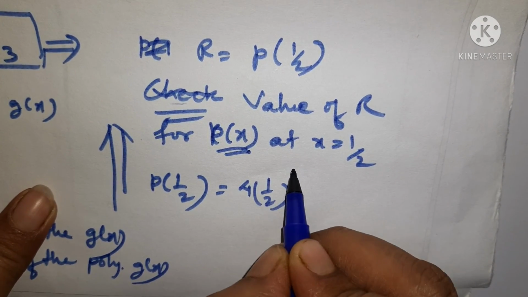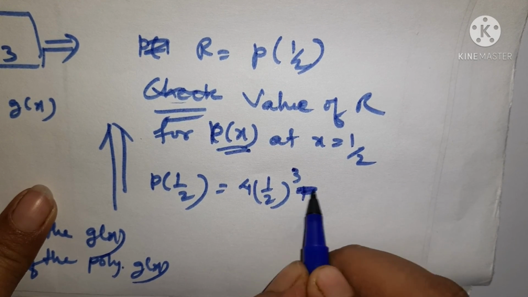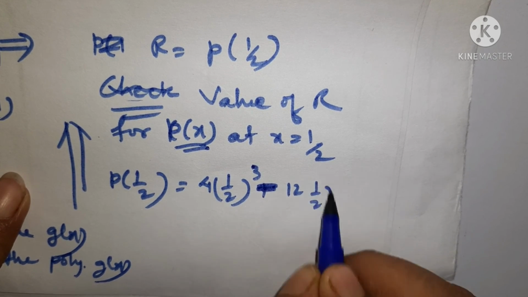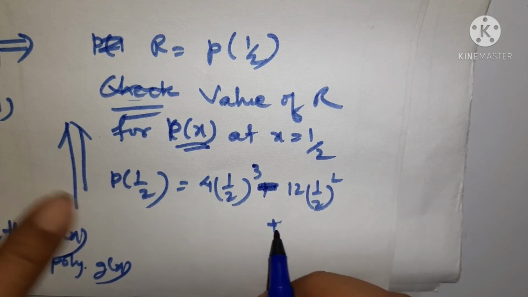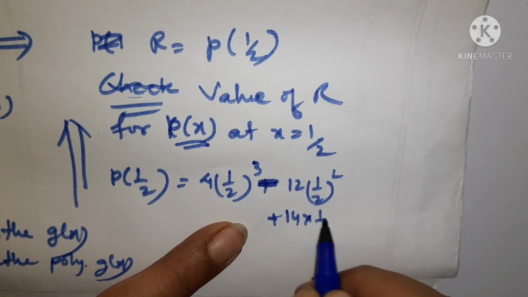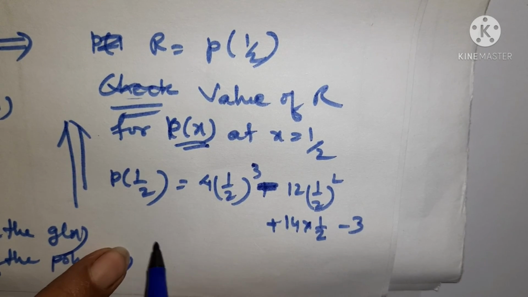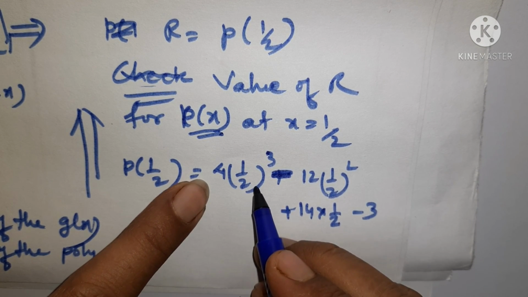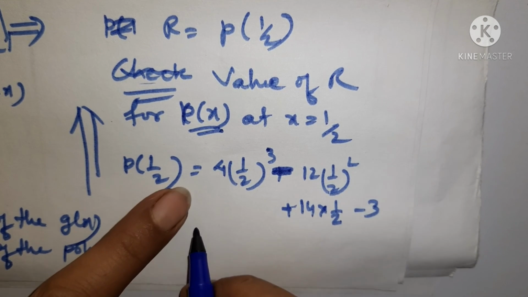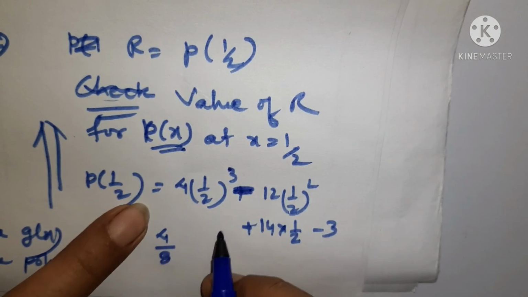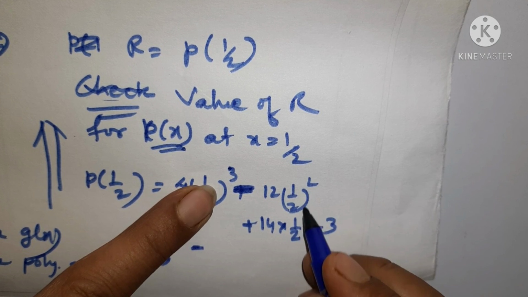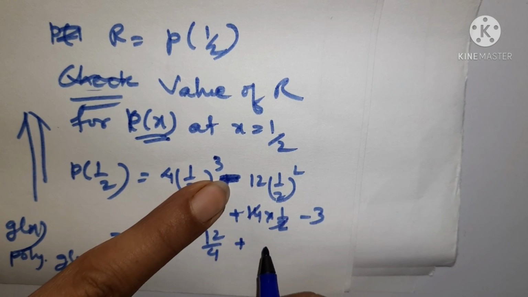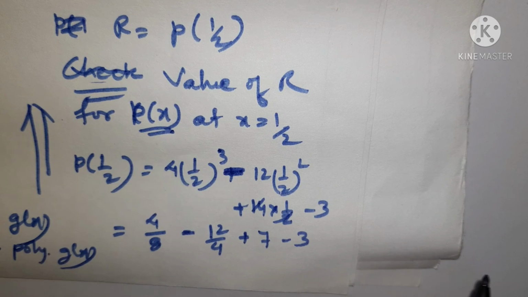So it is cube, then minus 12 into half whole square, then plus 14 into half, and then minus 3. So many mistakes I am making today for signs. Wherever you are having cuts, let's see, 4 into 1 upon 2 into 2 into 2, that is 2 to the 4 to the 8. So it will be 4 upon 8, then minus 12 upon 4, then plus 7, and minus 3.